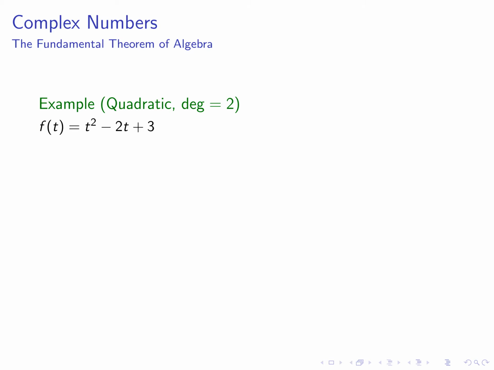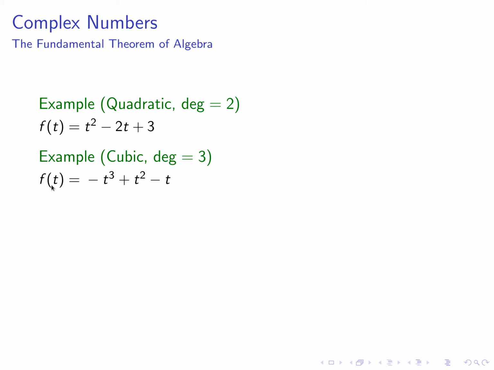So let's look at some examples of polynomials. Here we have the polynomial f of t equals t squared minus 2 times t plus 3. This is an example of what's called a quadratic polynomial, meaning that the degree of this polynomial is 2. And we can see that here, the term with the biggest exponent is t squared, and the biggest exponent is 2.